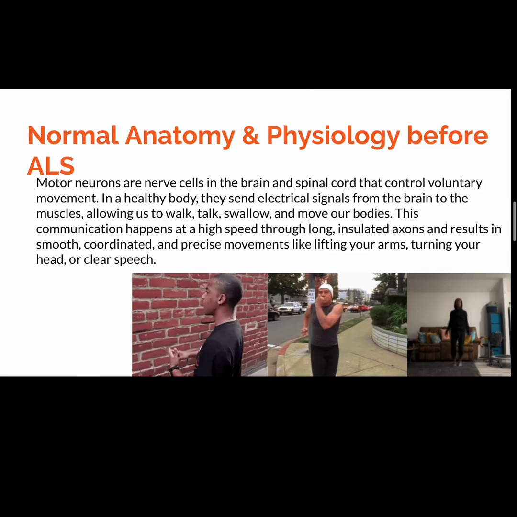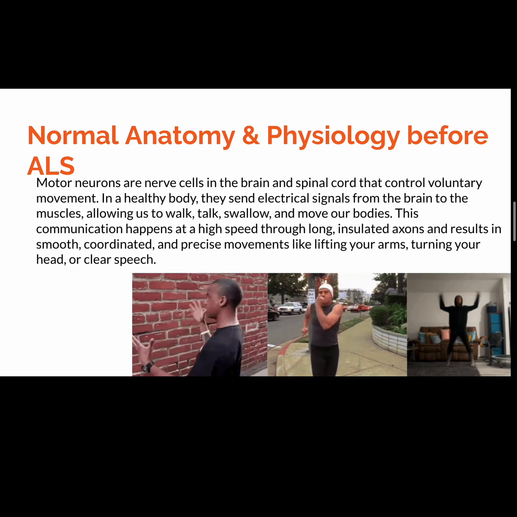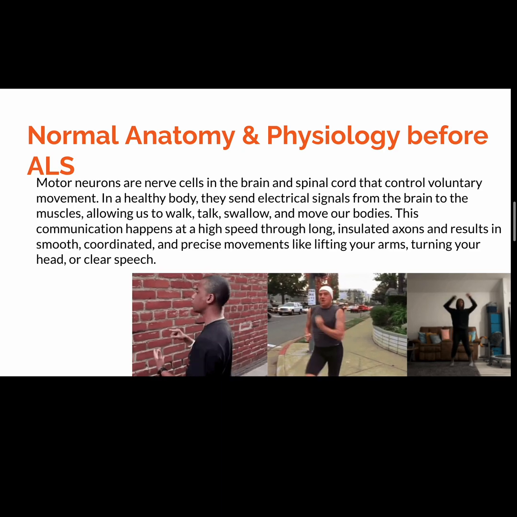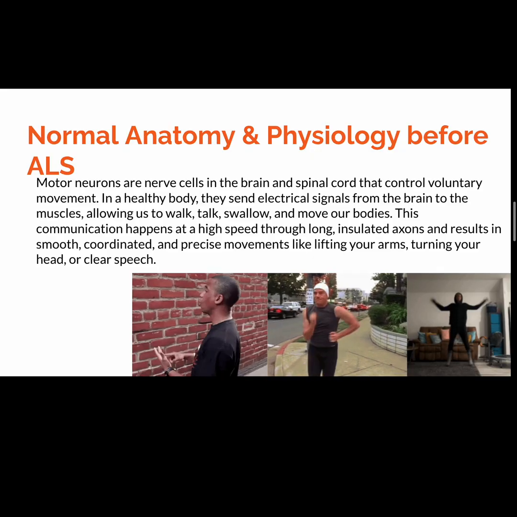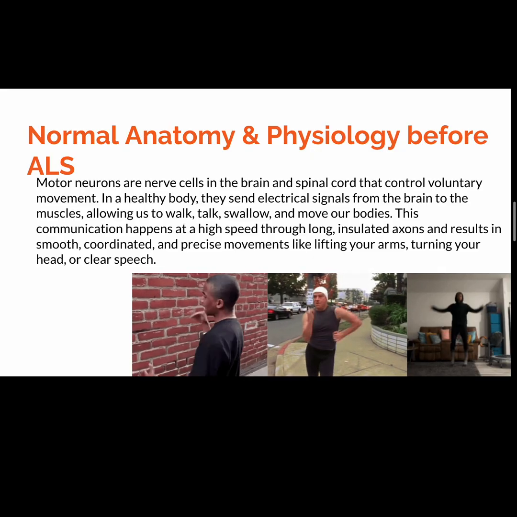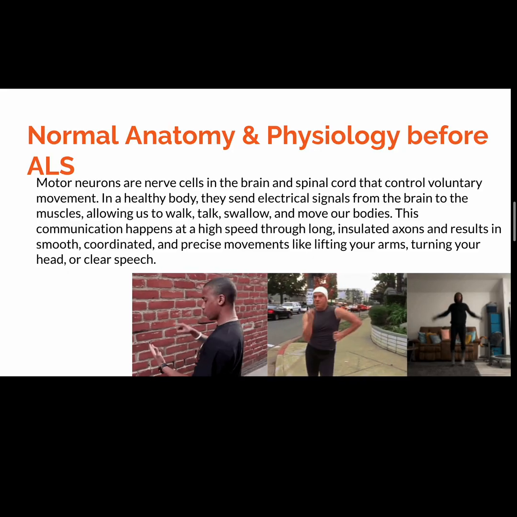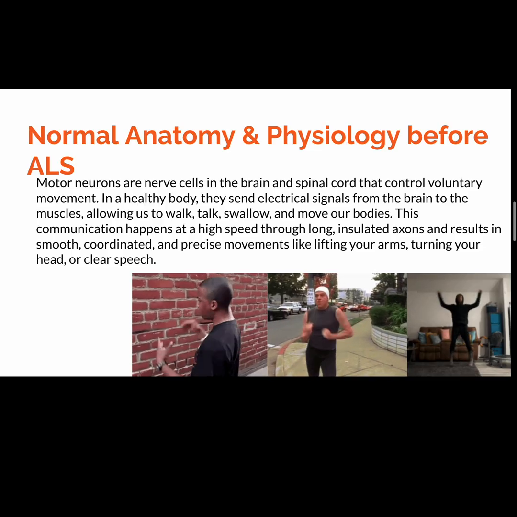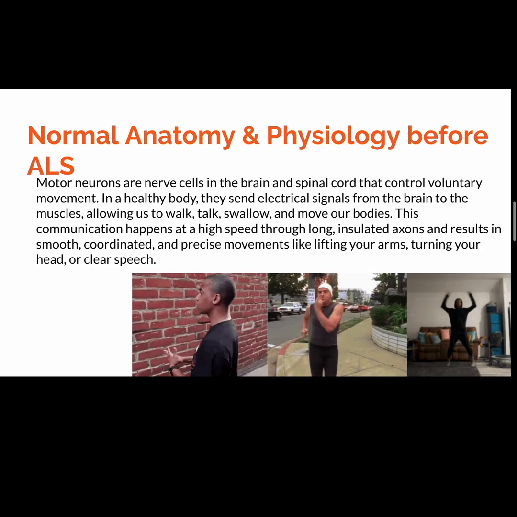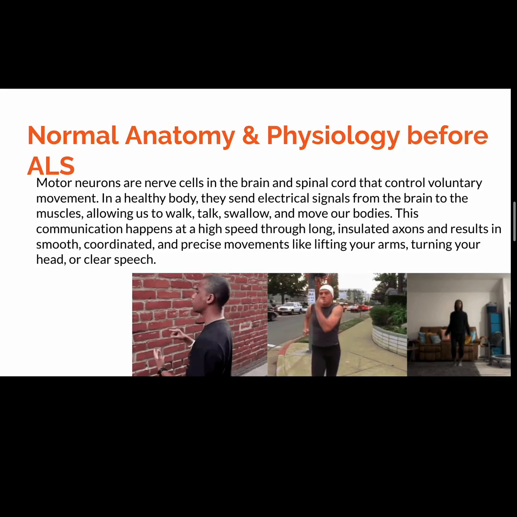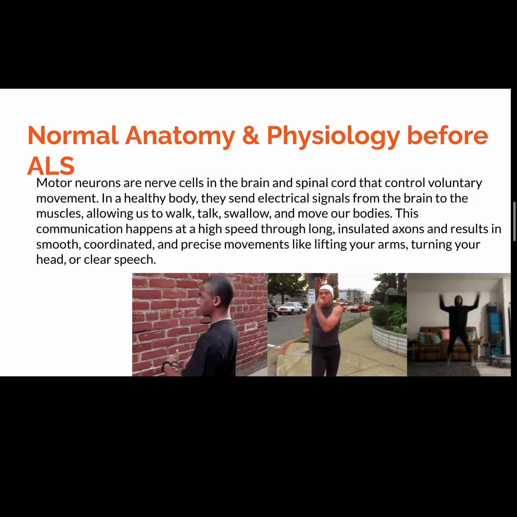Normal anatomy and physiology. Motor neurons are nerve cells located in the brain and spinal cord that control voluntary movement. In a healthy body, these neurons send electrical signals from the brain to muscles, enabling smooth, coordinated actions like walking, turning your head, or speaking clearly. These signals travel through long, insulated axons, which allow for fast and precise communication between the brain and muscles. Understanding this normal function helps us see how ALS disrupts the system.